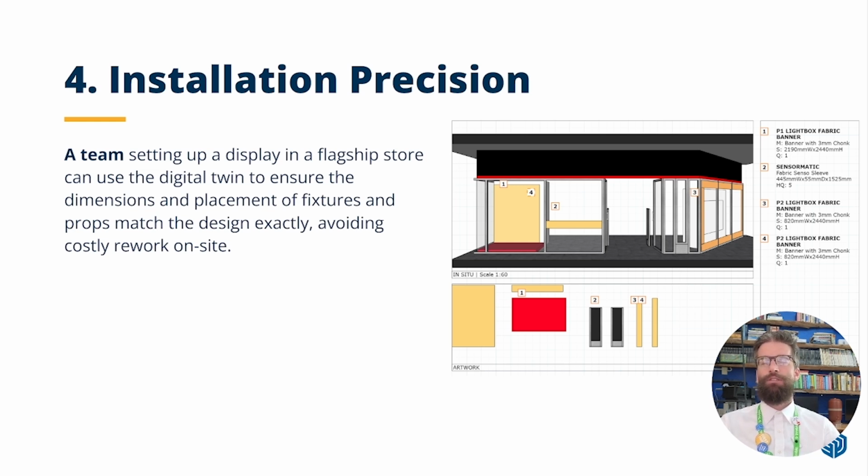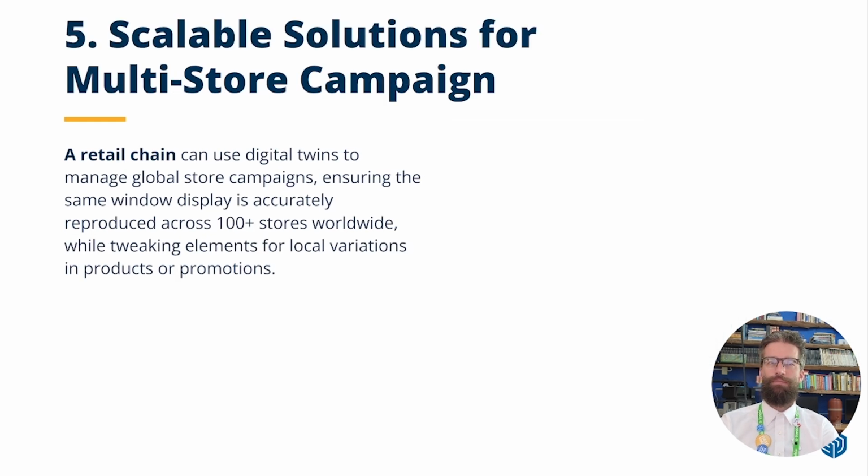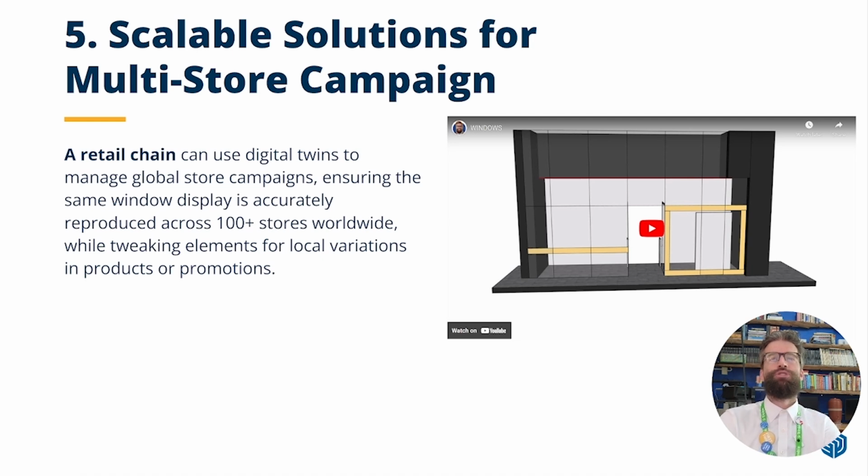A piece of vinyl or fabric banner might be too short or too long. You might need to make adjustments. You want to iron out all those issues. And as your installation teams get more and more comfortable with installing multiple campaigns across the year, of course, they will also come back with feedback on all these different installation aspects. So this becomes a scalable solution for multi-store campaigns, right?